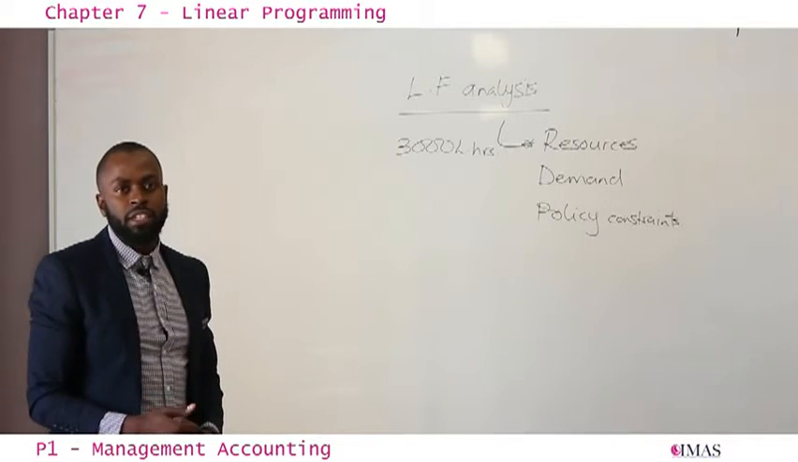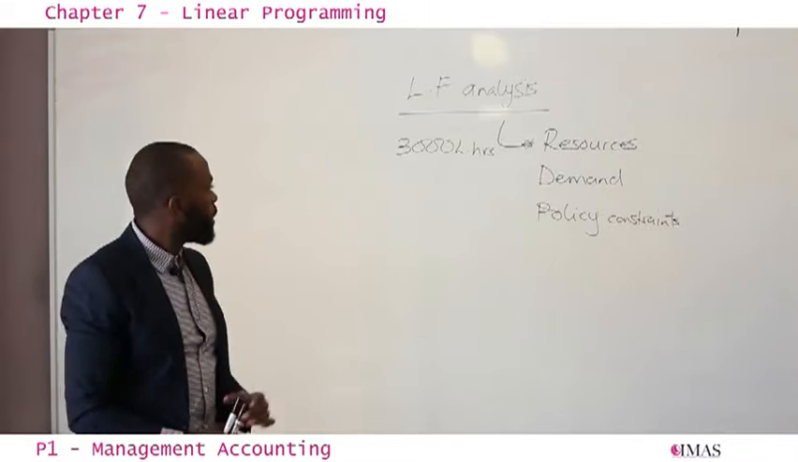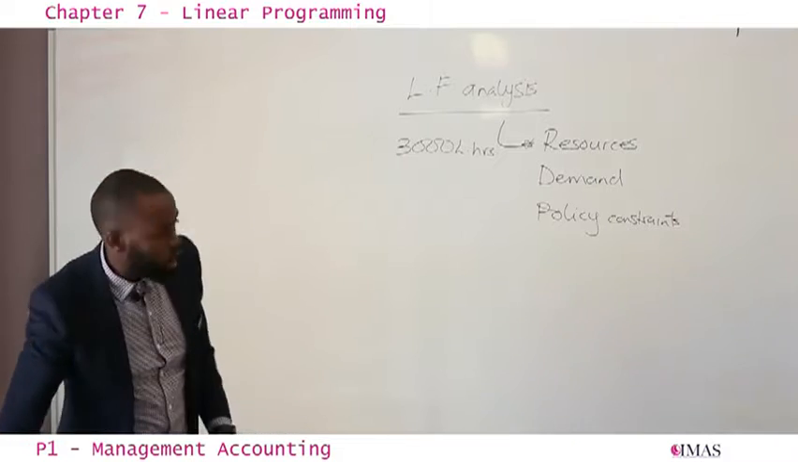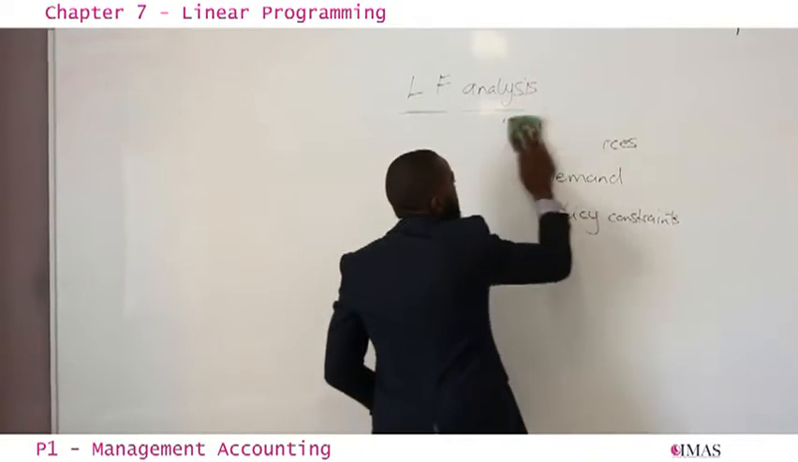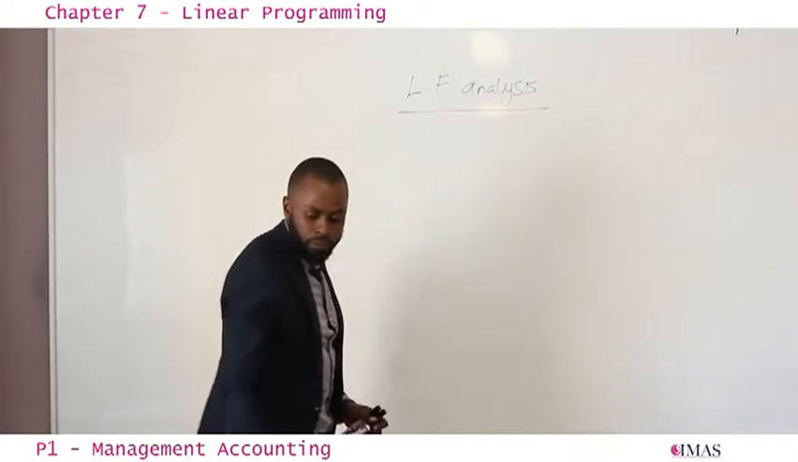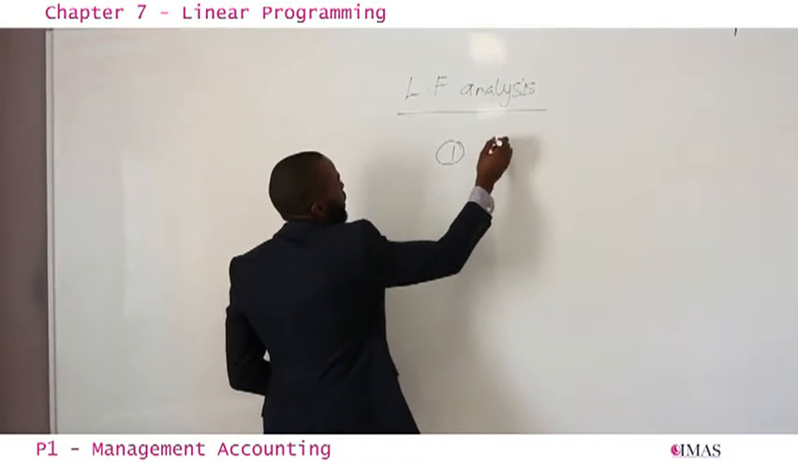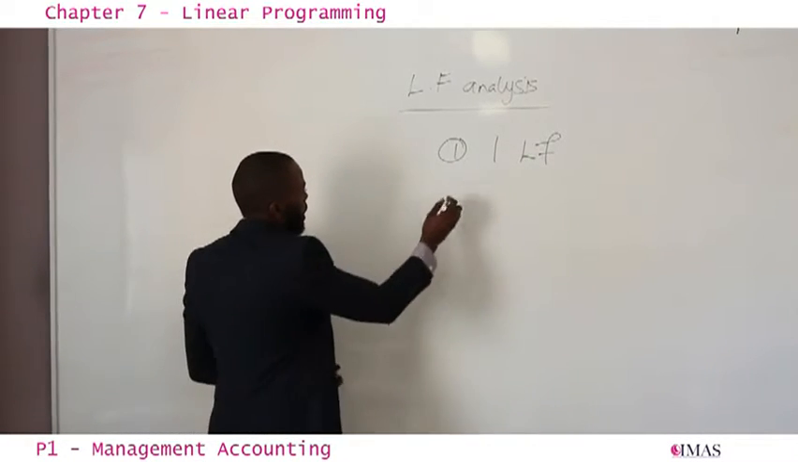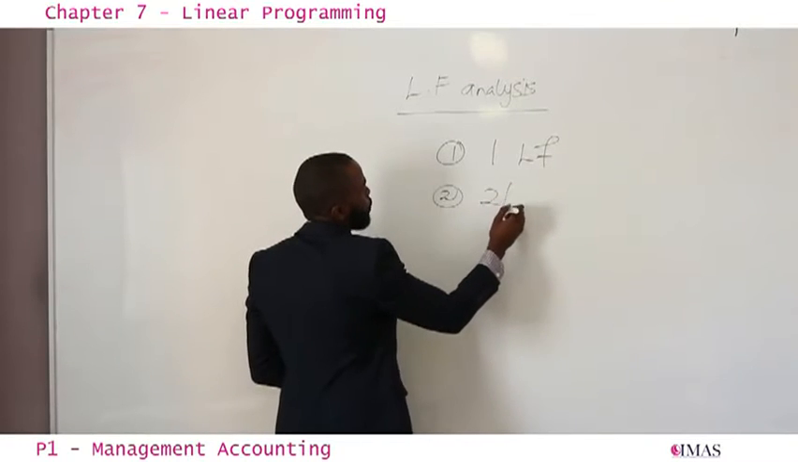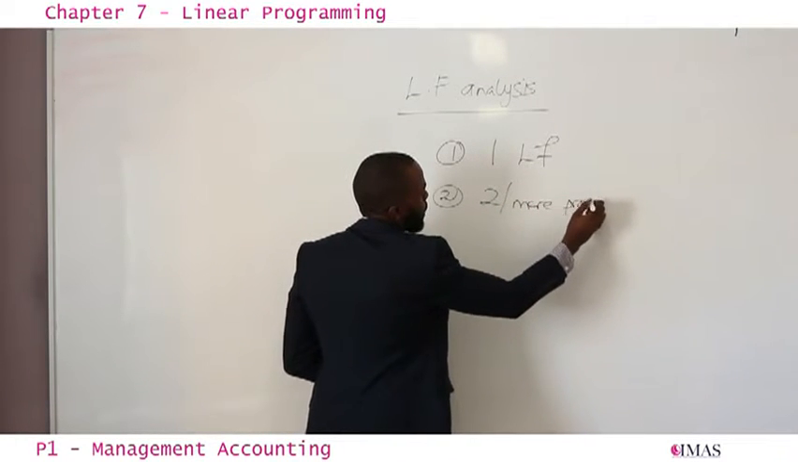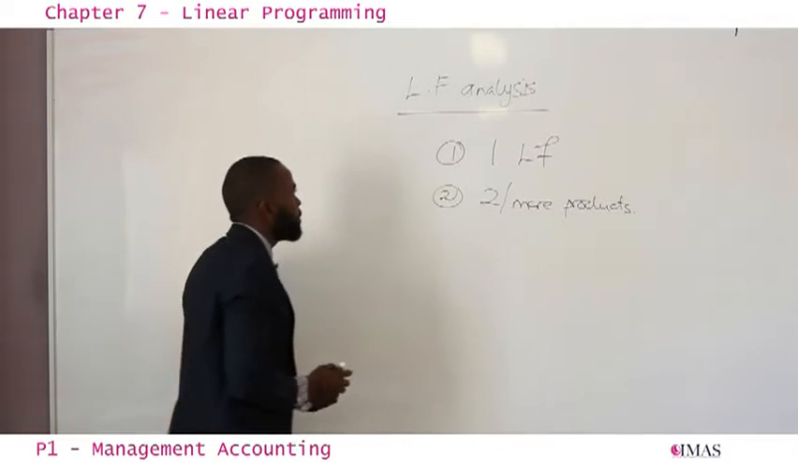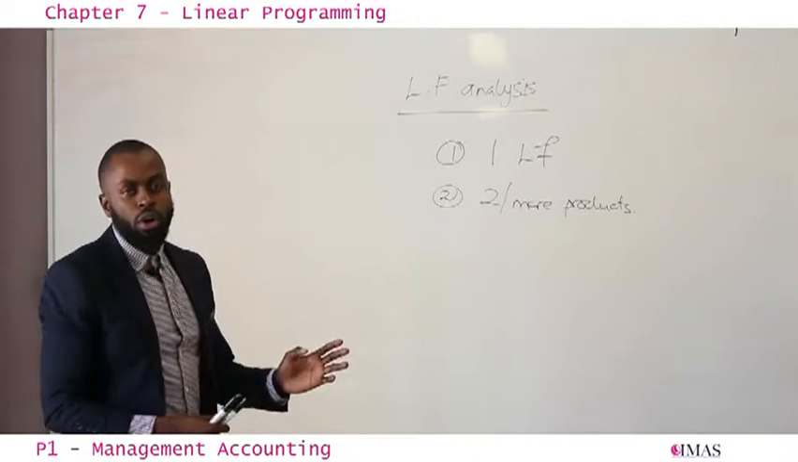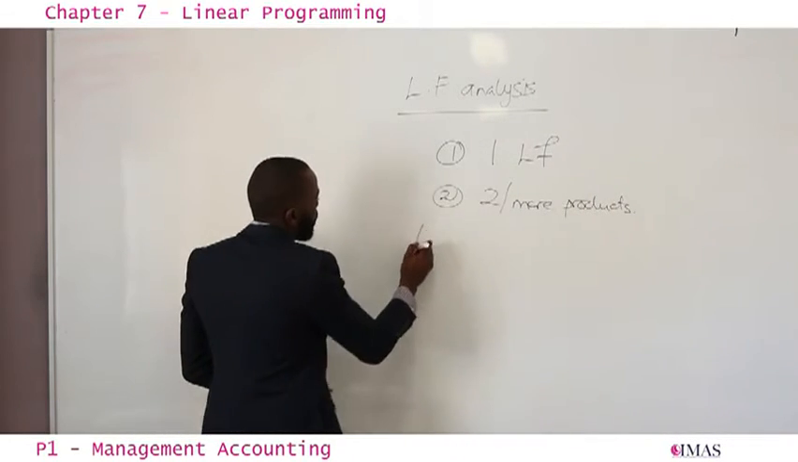And on limiting factor analysis, we're making an assumption that we're only going to have resource constraints, and there can only be one limiting factor. So for a company to use limiting factor analysis for short-term decision making, there only has to be one limiting factor. And second point, you can use it for 2 or more products. So limiting factor analysis can only be used if you have one limiting factor, but you can apply it to 2 or more products.